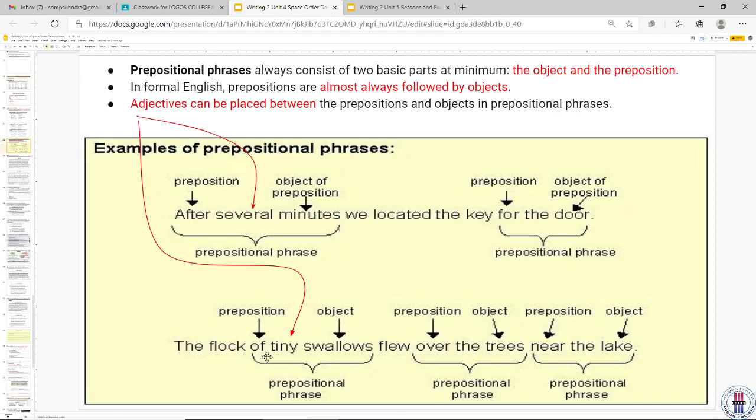All right, next one. The flock of tiny swallows flew over the trees near the lake. This sentence has 3 prepositional phrases. The first one, the preposition is of. The object is swallows. Swallows is a type of bird. It's a small bird. And then tiny is the adjective, right? Of tiny swallows. So the preposition, the object, and any words in between it makes a prepositional phrase. Over the trees, near the lake. You notice here, you can put a couple prepositional phrases together. You don't need a comma. We'll talk about when you need to use a comma in a little bit.